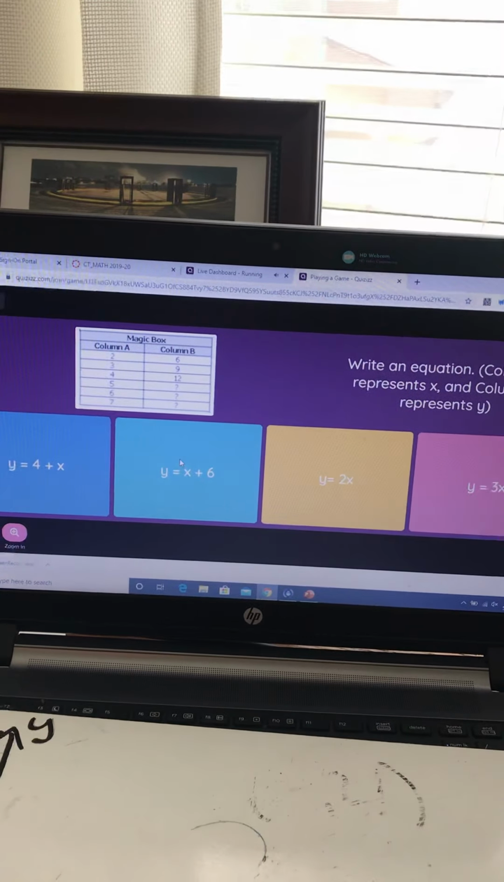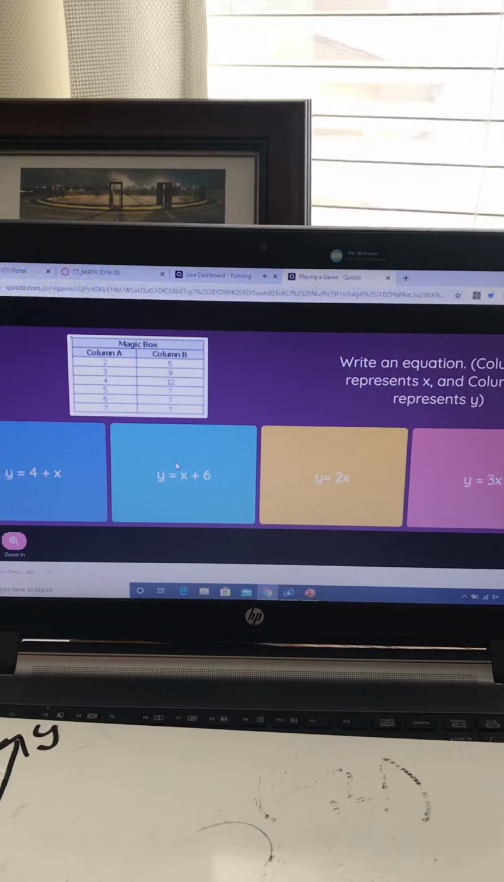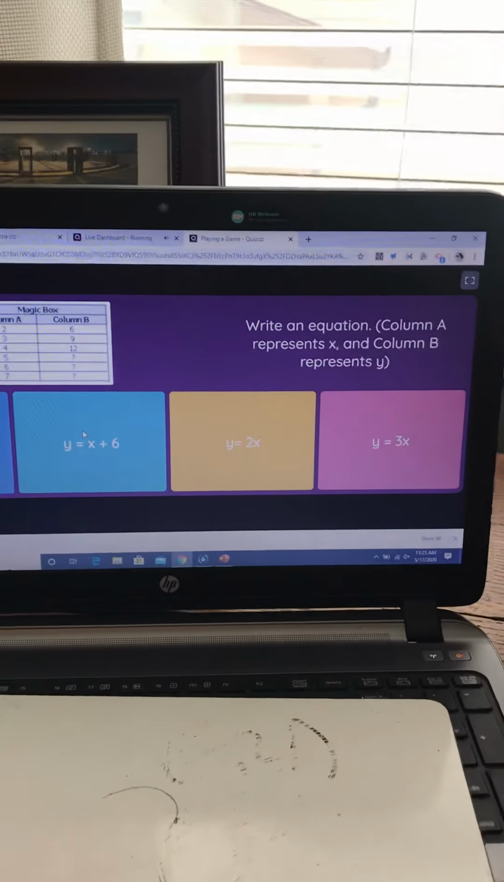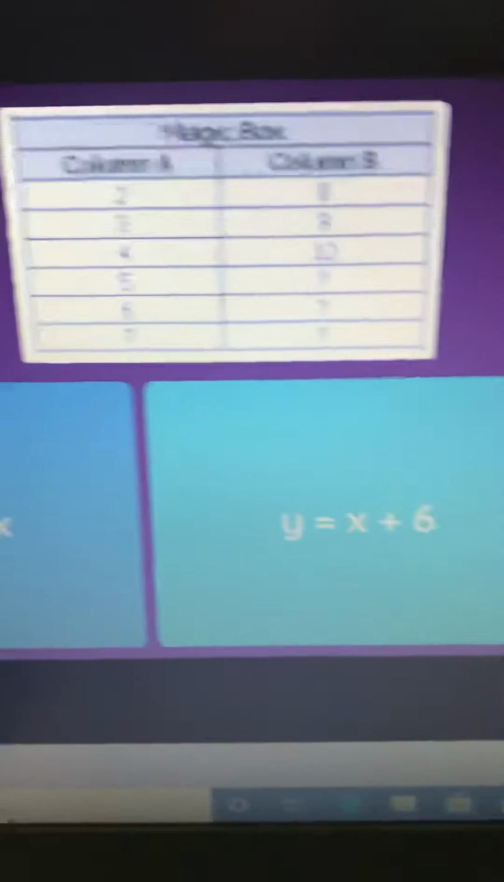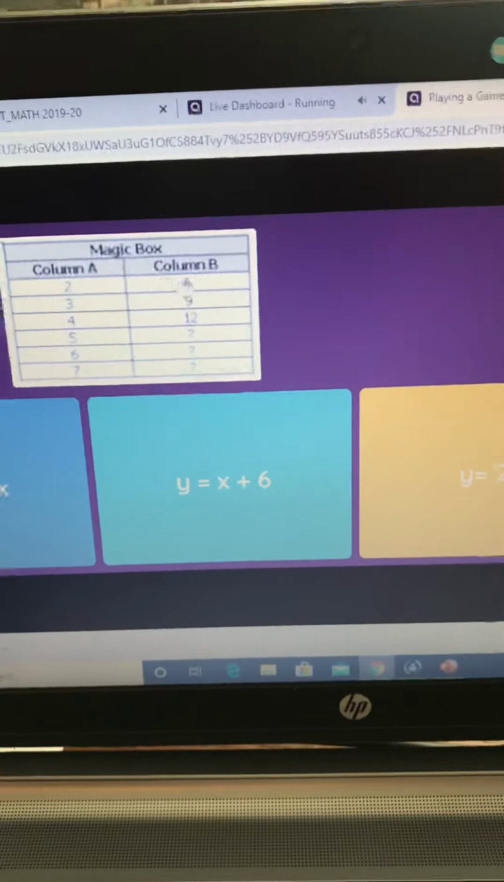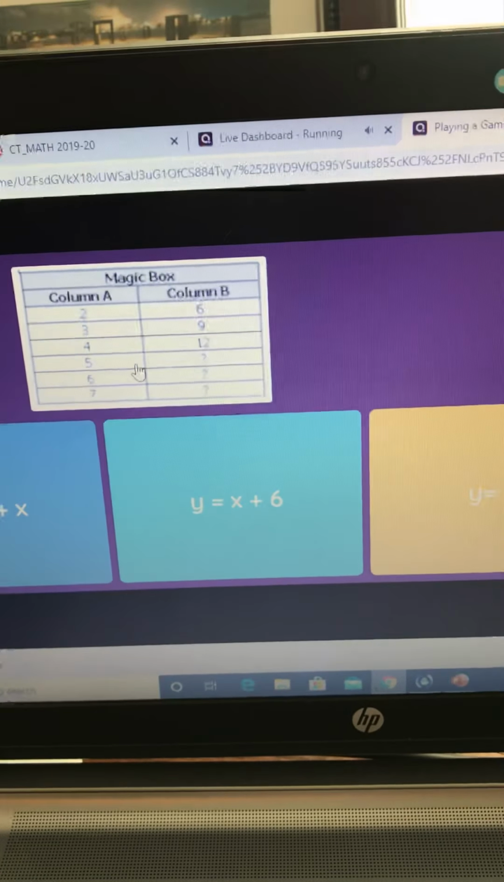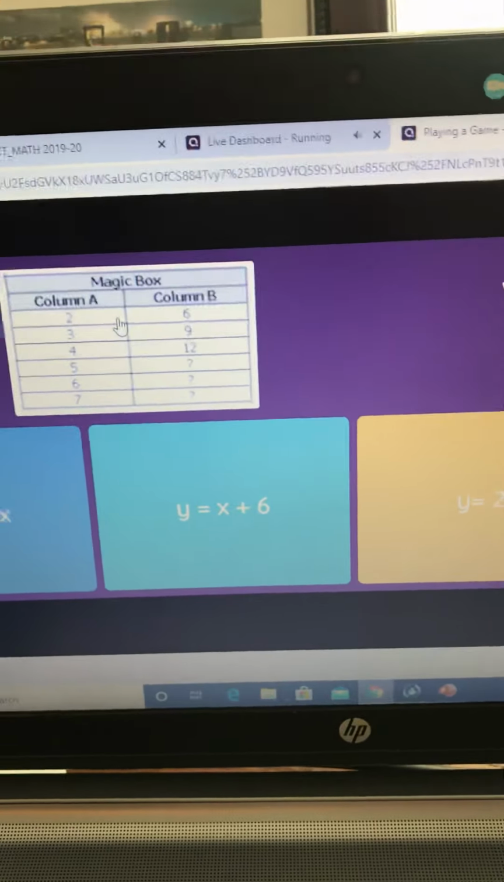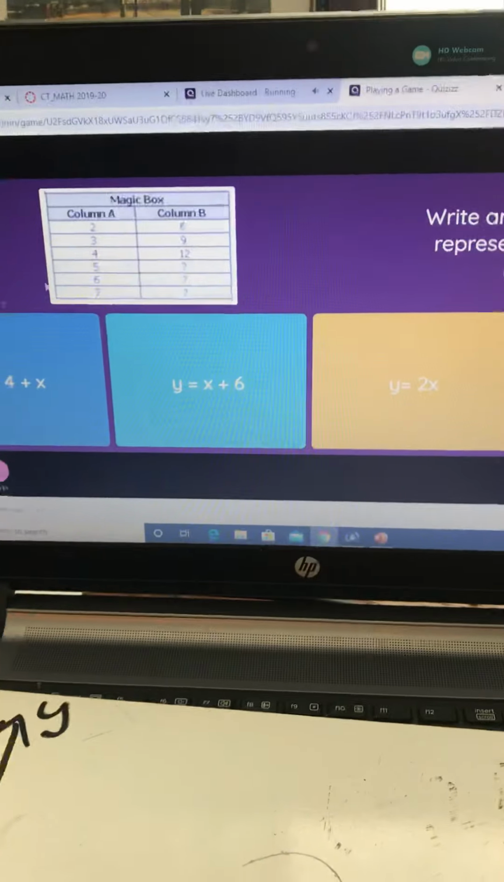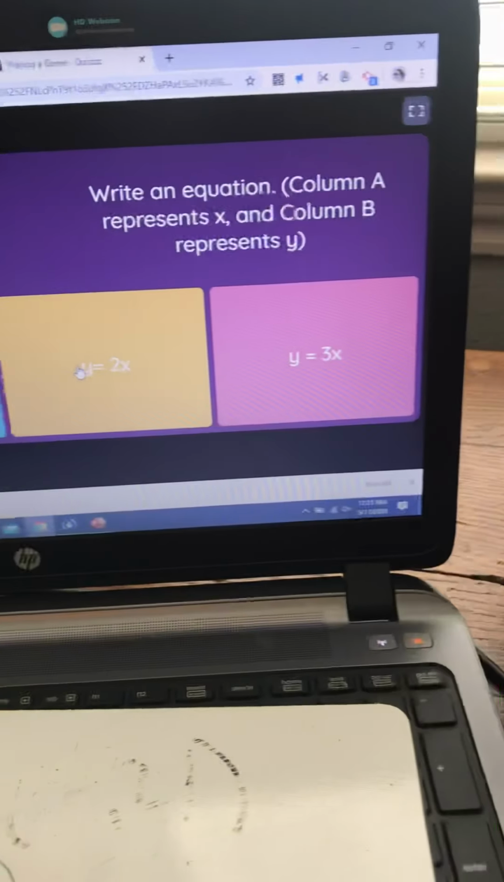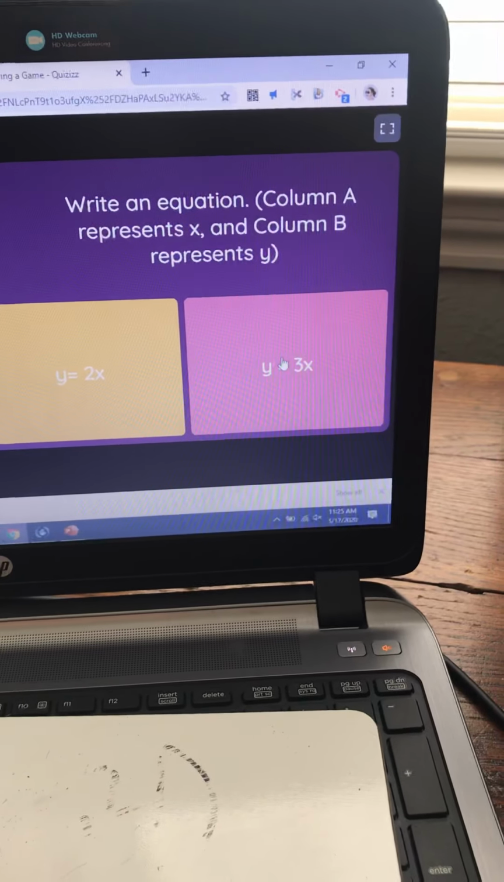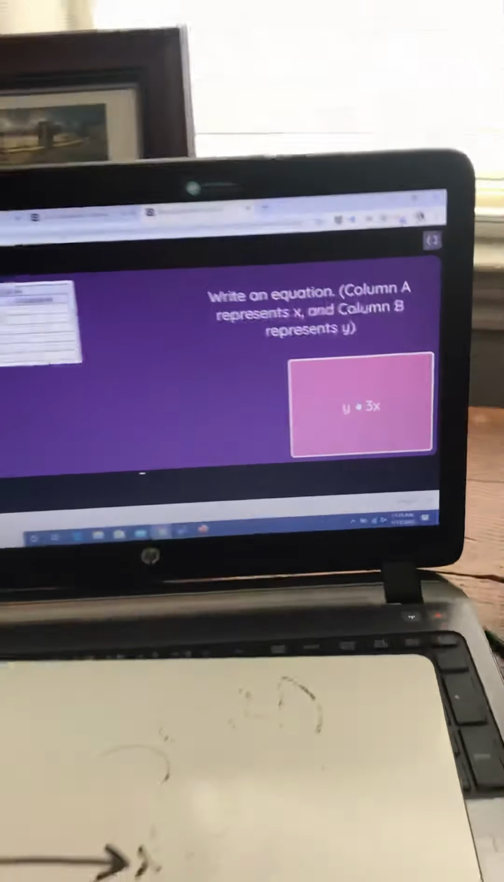Write an equation for column A, which is x, and column B, which is y. Again, we're just finding a pattern. How do I get from 2 to 6, 3 to 9, 4 to 12? To me that looks like I'm multiplying by 3 each time. 2 times 3 is 6, 3 times 3 is 9, and 4 times 3 is 12. Which equation here shows multiplied by 3? First two are addition, I can eliminate them. Yellow says times 2, and red is what I'm looking for, times 3.